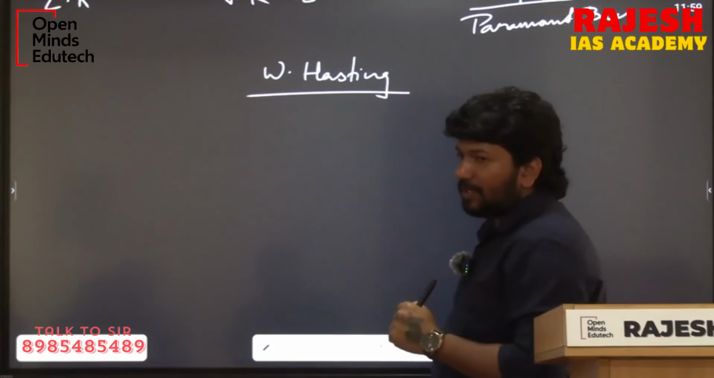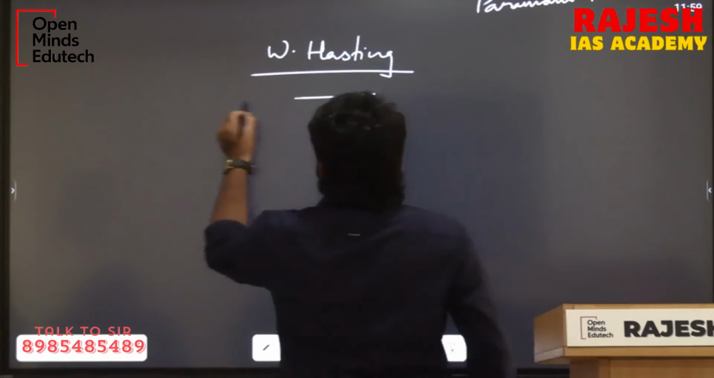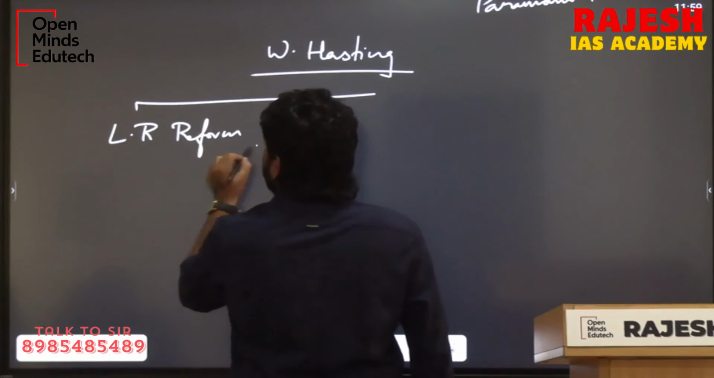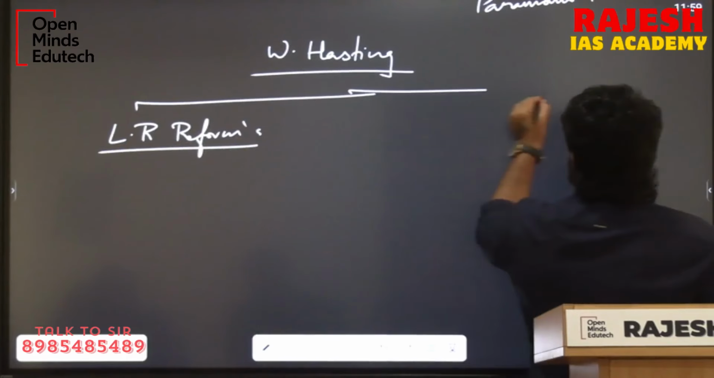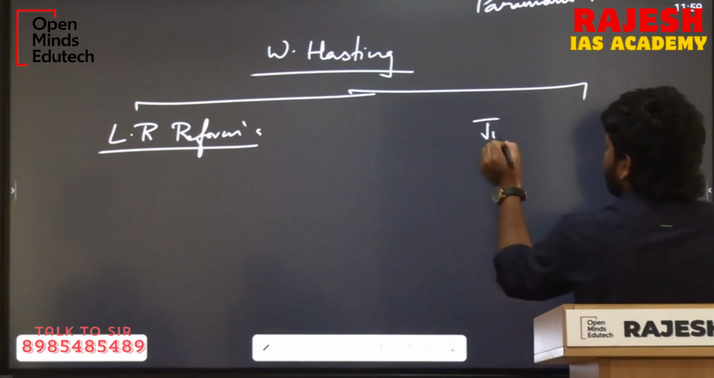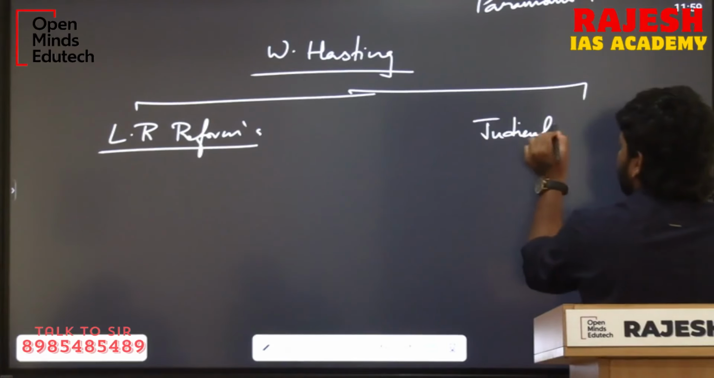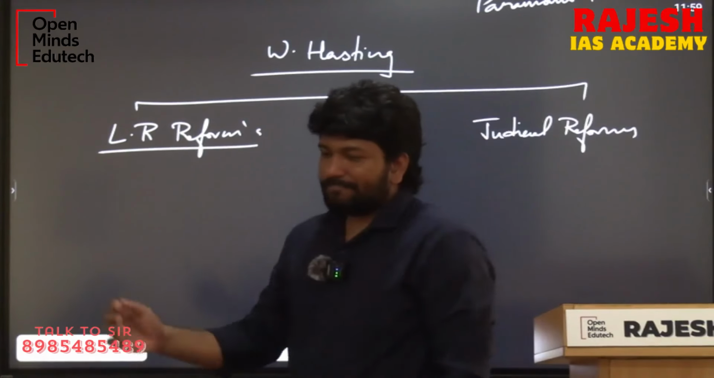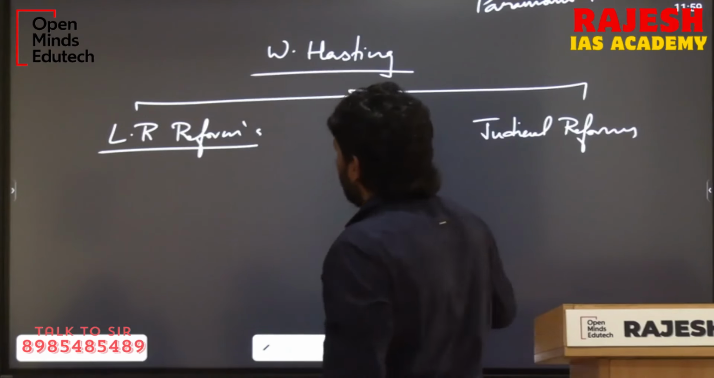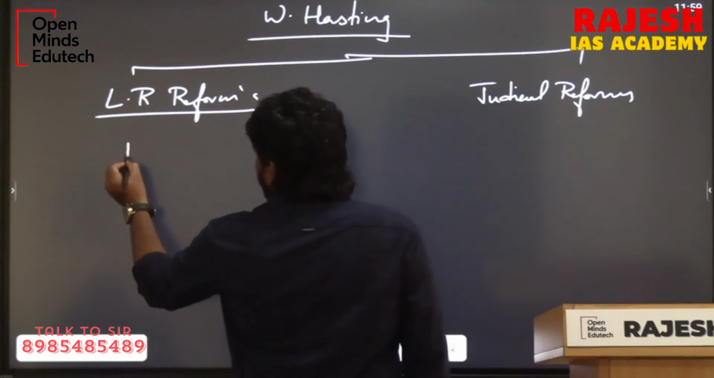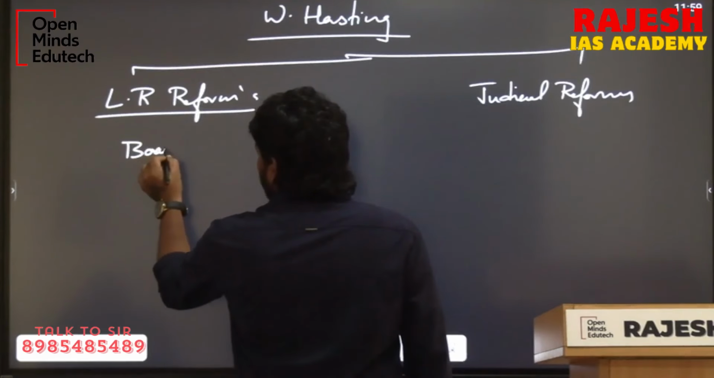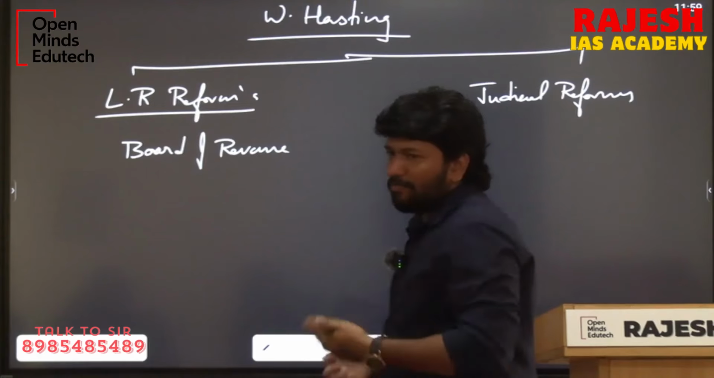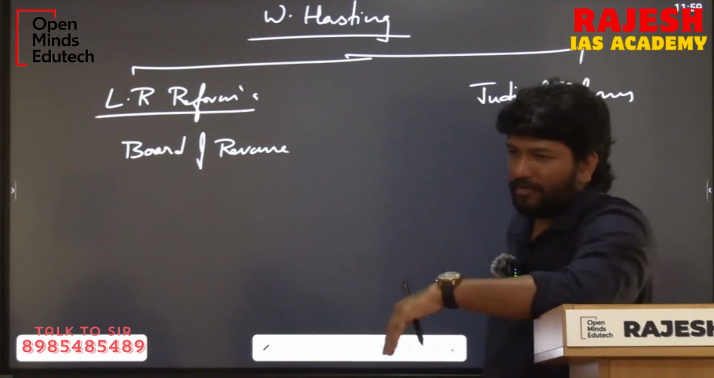Which fields? Land revenue, two fields, right? Land revenue reforms, and another one, judicial reforms. I will discuss one at a time. First one, land revenue reforms. He introduced a Board of Revenue. So he established a separate board for collection of revenue. Board of Revenue.